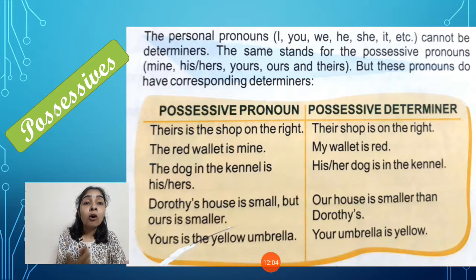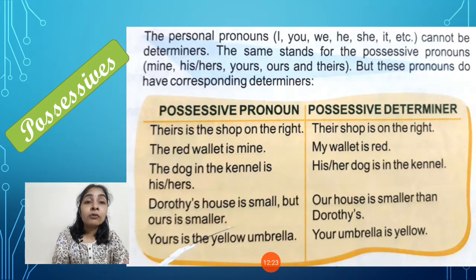"The dog in the kennel is hers," that means the dog which is in the kennel is hers. That is the possessive pronoun being used here. But when I say "her dog is in the kennel," I am pointing out that her dog is in the kennel. So this is the possessive determiner.